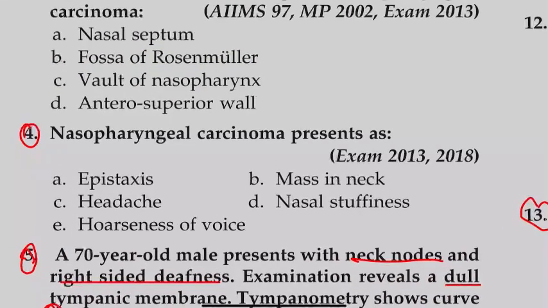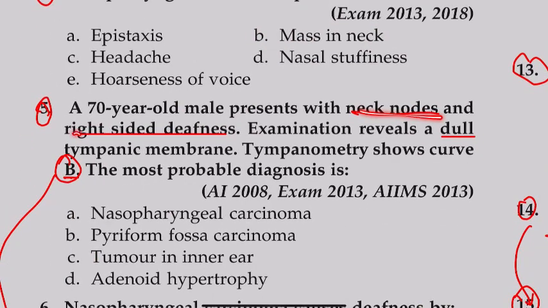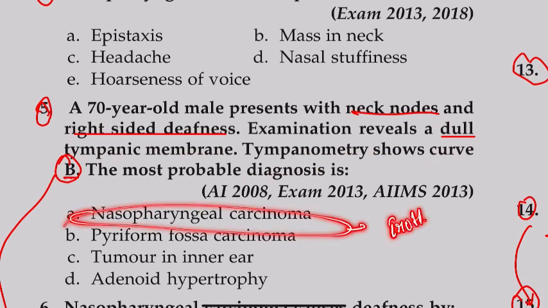Nasopharyngeal carcinoma presents as a mass in the neck. A 70-year-old male presents with neck nodes and right-sided deafness. Examination reveals a dull tympanic membrane. Tympanometry shows a type B curve. The most probable diagnosis is what? Now it is talking about a feature of nasopharyngeal carcinoma, the Trotter triad. What does the Trotter triad include? We can memorize it as NPCA only, nasopharyngeal carcinoma. From N, we have trigeminal neuralgia, right?